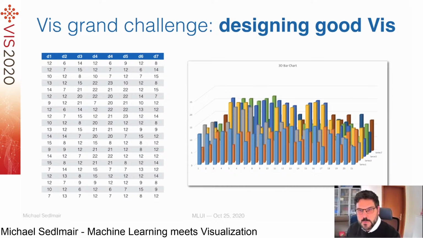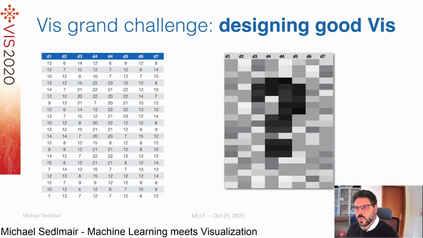But I would like to ask you, who sees the pattern? And I think very few people actually do. If we decided to visually encode that data differently here with a heat map, we immediately see that there's an interesting pattern, the question mark here in the data. So the question is now, how do we get to a good visualization starting from the data?